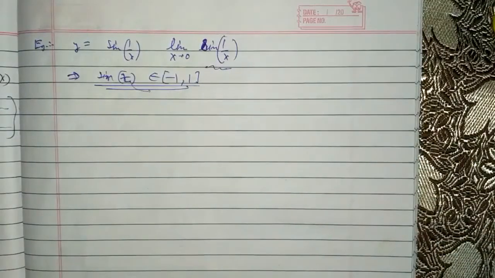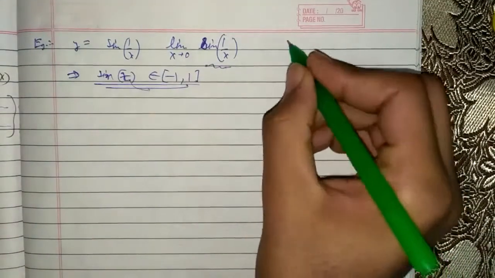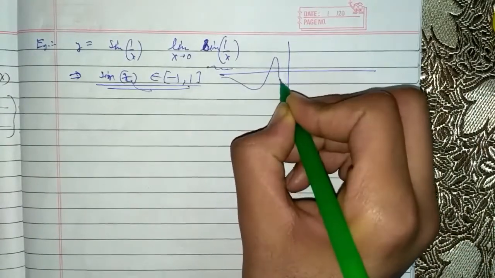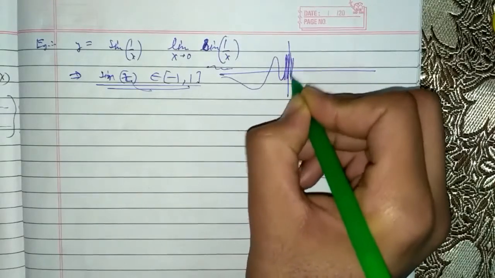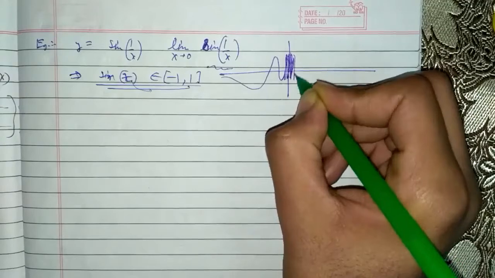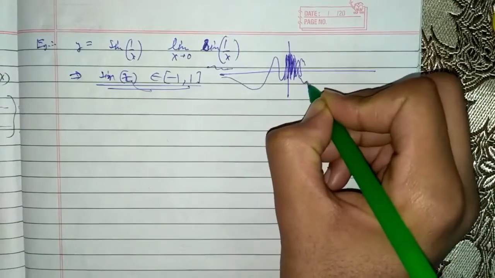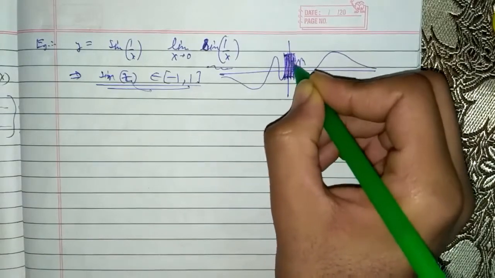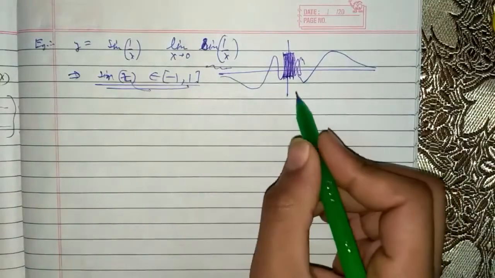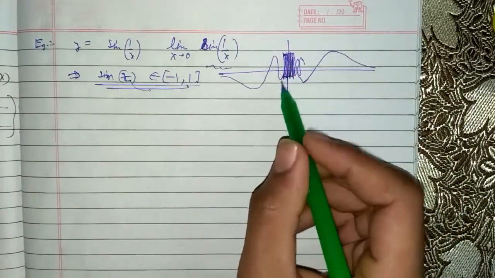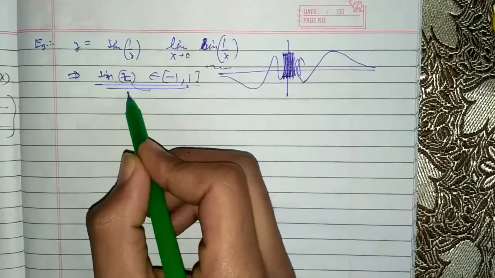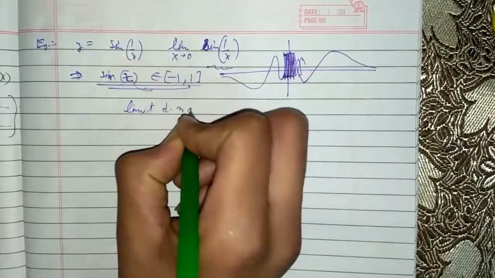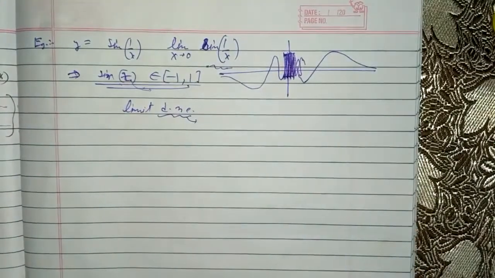You may also check its graph, and the graph of sin of 1 by x is something like this. And here when you check the graph, it is literally like this area is painted. So you can see that at x equal to 0 you cannot specify any particular value there, but you can say that it belongs from -1 to 1. So we say that the limit does not exist, and I am using DNE as an abbreviation of does not exist.